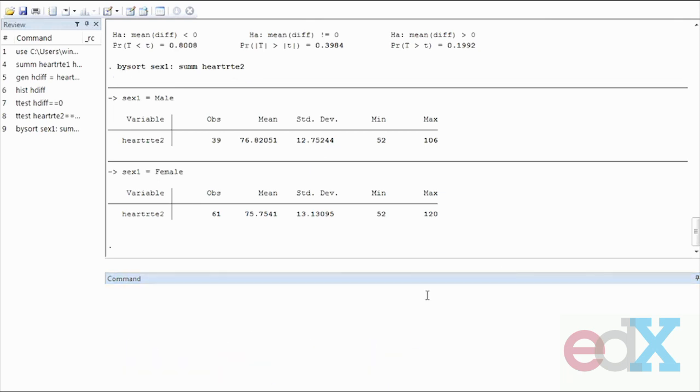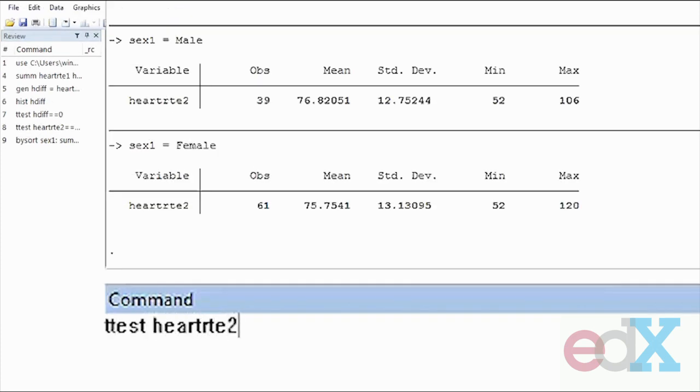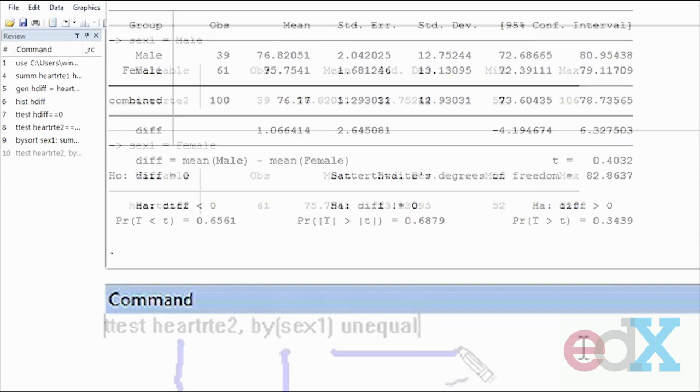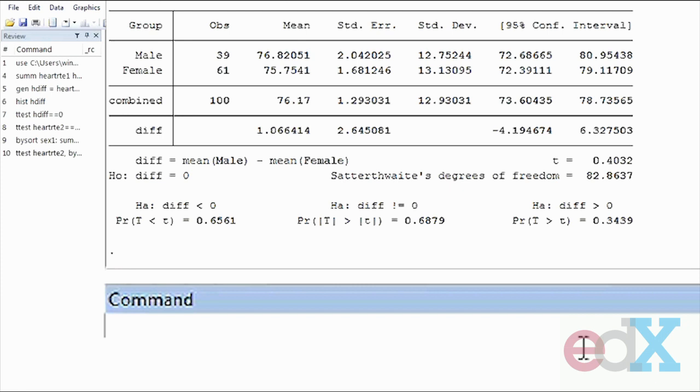And now we're going to run the test in STATA. So type in the following command in STATA. So the command is ttest heartrate2, which is our variable that we're interested in testing, by sex1, that's sort of our grouping variable, and we're going to assume unequal variances for this example. Now STATA by default will assume equal variances, so you have to tell it unequal, and it will use the unequal formula. Now hit enter, and STATA gives us the relevant output.